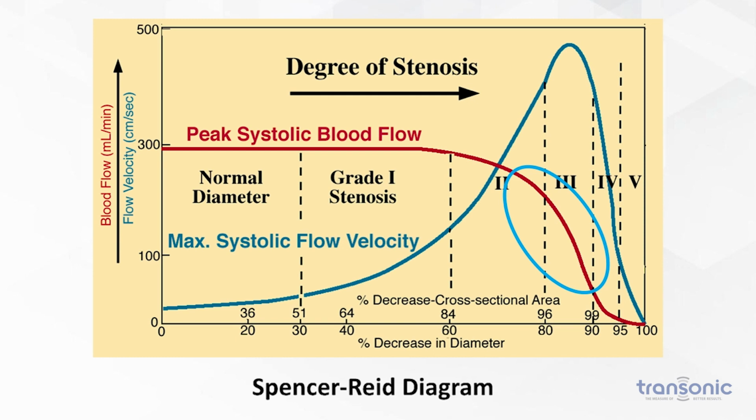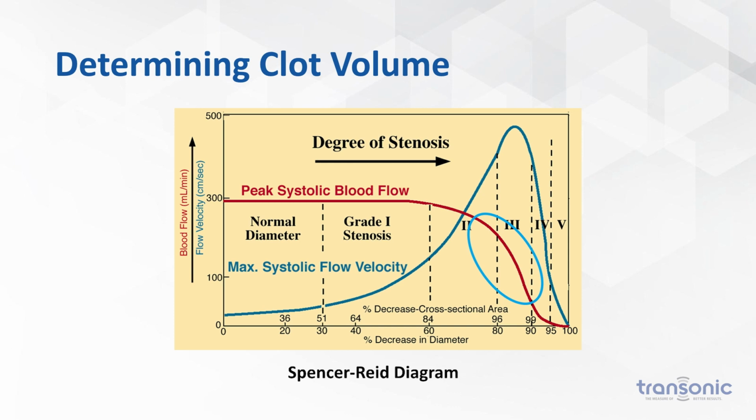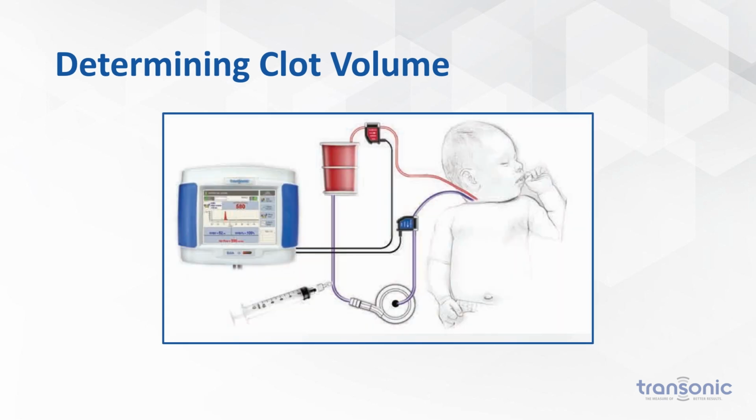So that's going to be the area where you're going to find out that there's clot, but it's going to be a late sign when you have a lot more clot than you're figuring. The fourth one is a dilution measurement, which is pioneered by Transcranial, where you have the meter connected to the arterial and venous side with flow sensors.